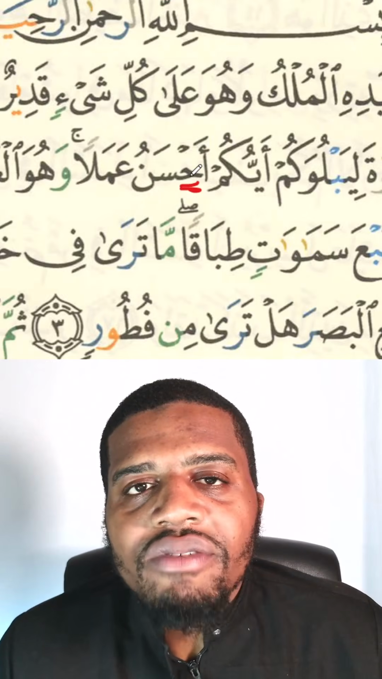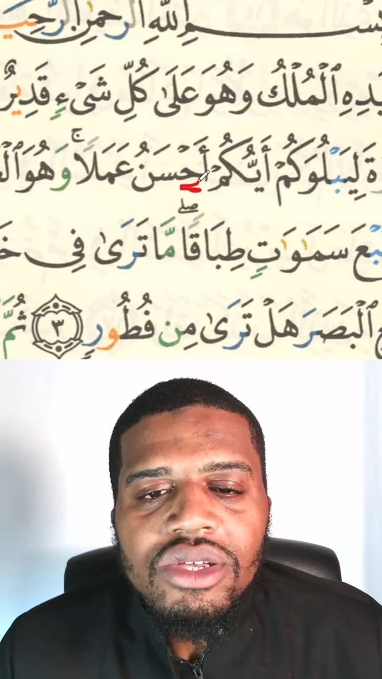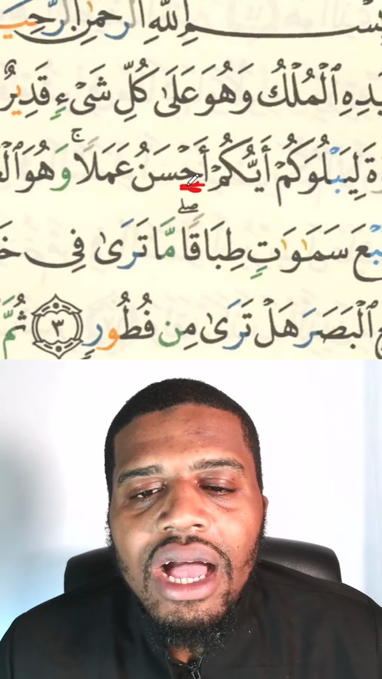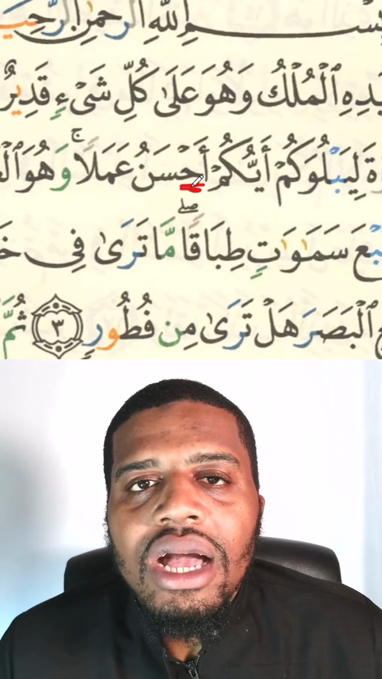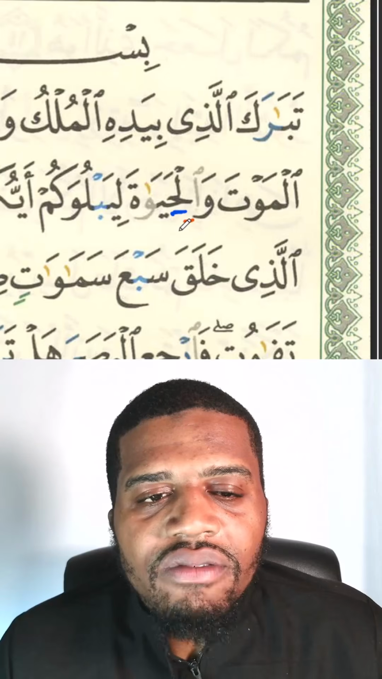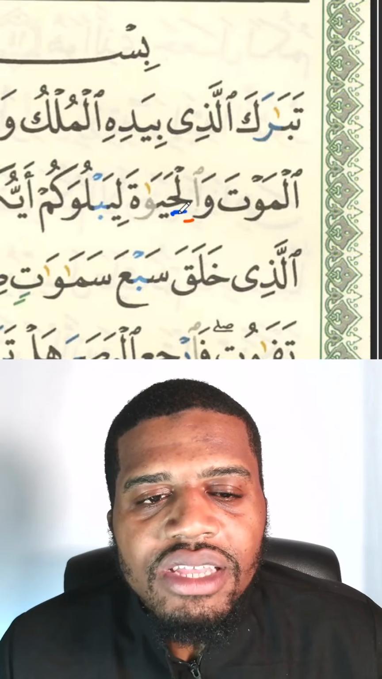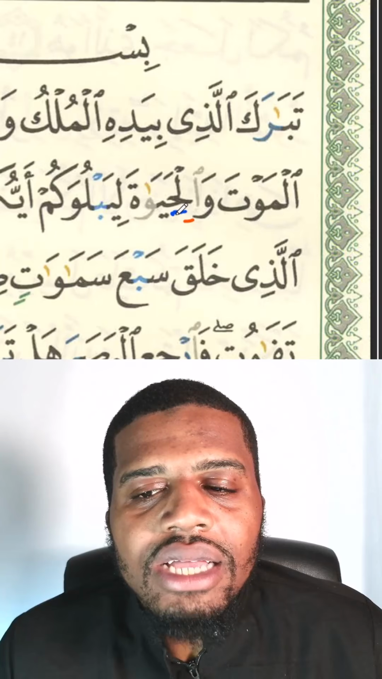So firstly, we have an example of the letter ha with a sukoon on top of it. So here it says ahsan, ahsanu. If we look at this second example here, we have the letter ha with fatha, wal hayata, wal hayata.